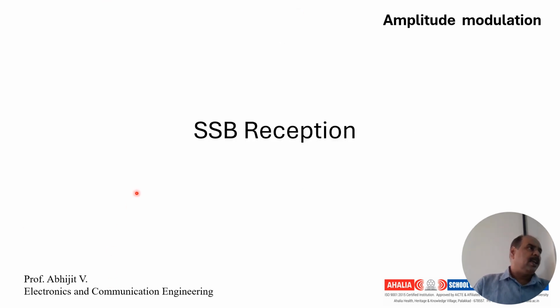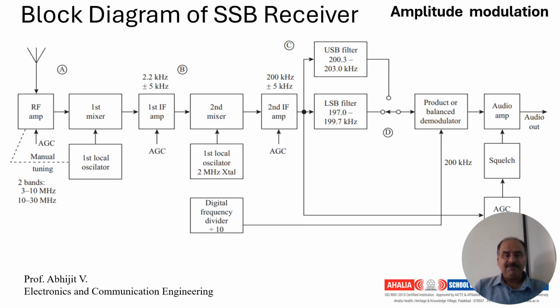So far we have seen generation of SSB signals. Now we are going to see how we are going to receive SSB signals. So we are going to study how we receive SSB signals and reconstruct them so that the original message signal is recovered. This is a basic block diagram for a SSB receiver.